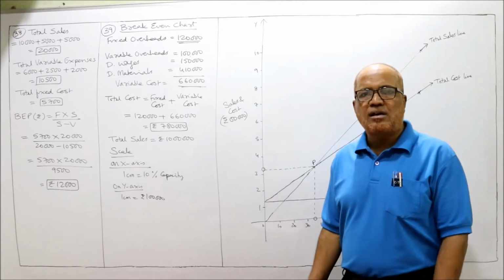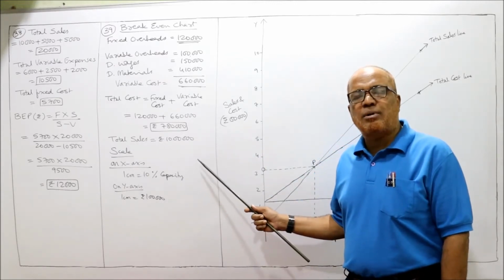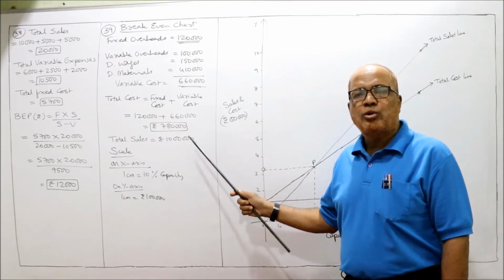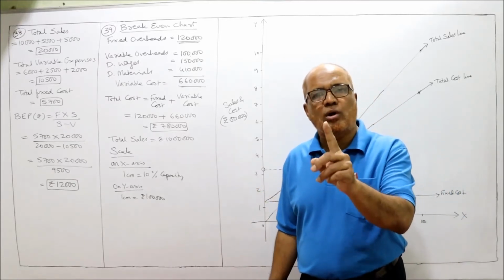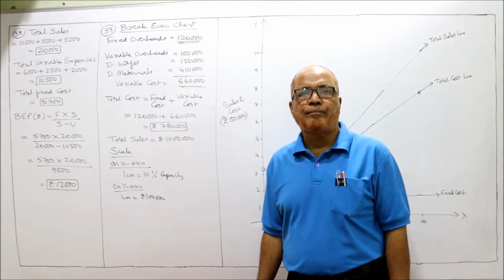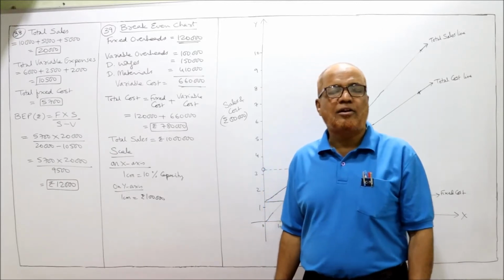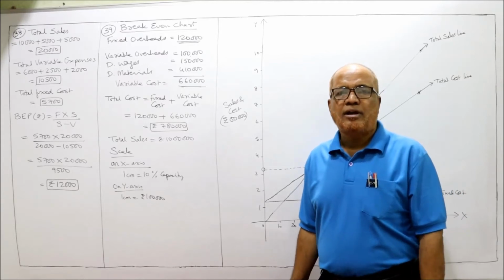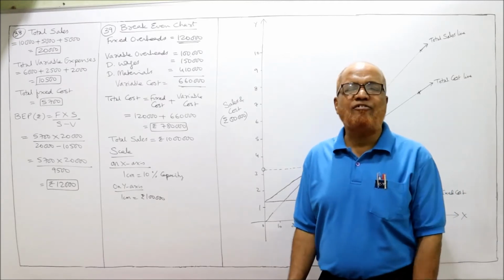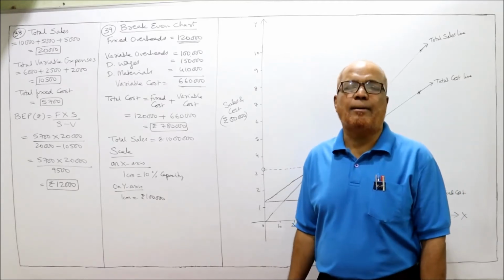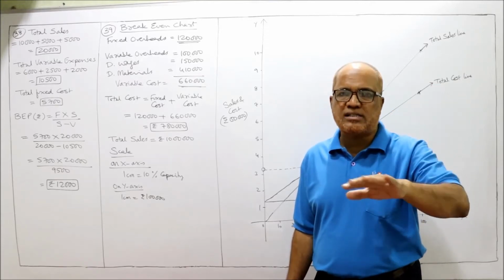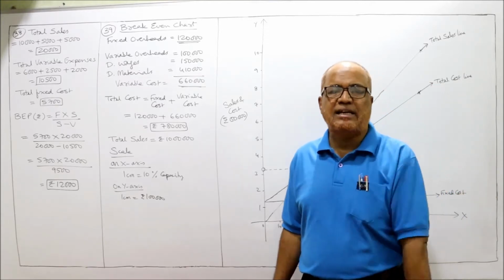On the y-axis, what is the total maximum sales? 10 lakh. So we cannot take 1 centimeter is equal to 1 rupee. That means we would have to take 10 lakh centimeters for 10 lakh rupees. Not at all possible. Normally a graph will be legible in 10 centimeters. 1 or 2 centimeters more or less will do, but around 10 centimeters.